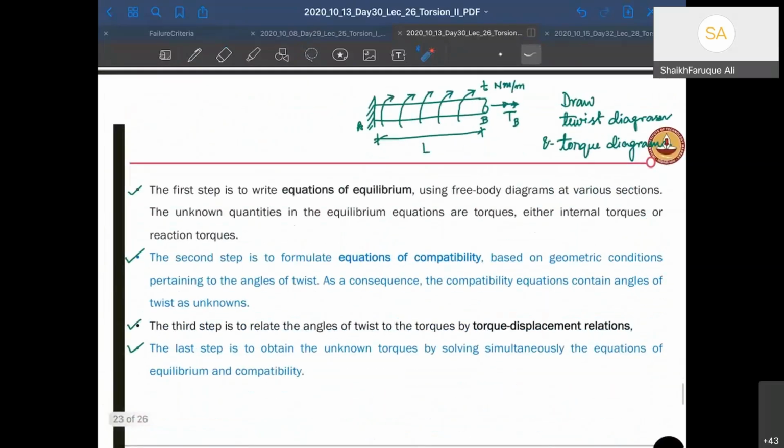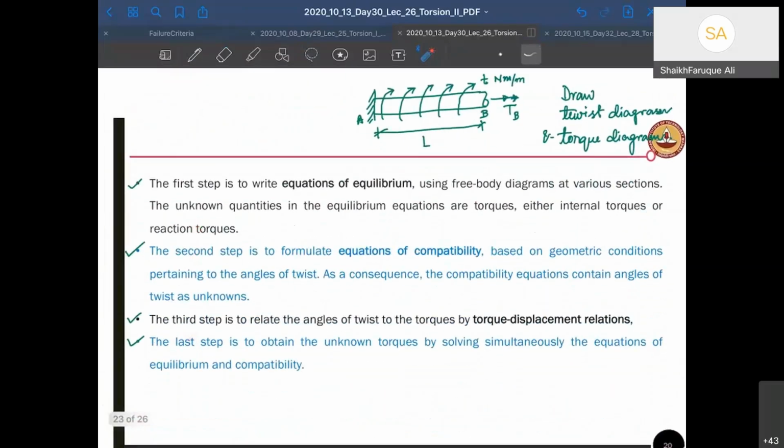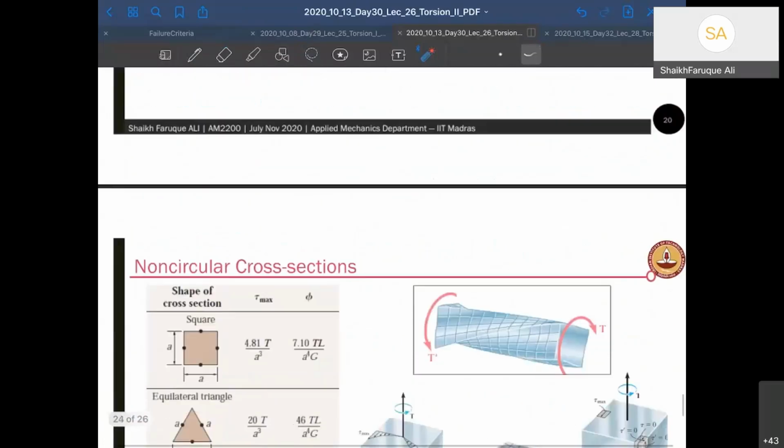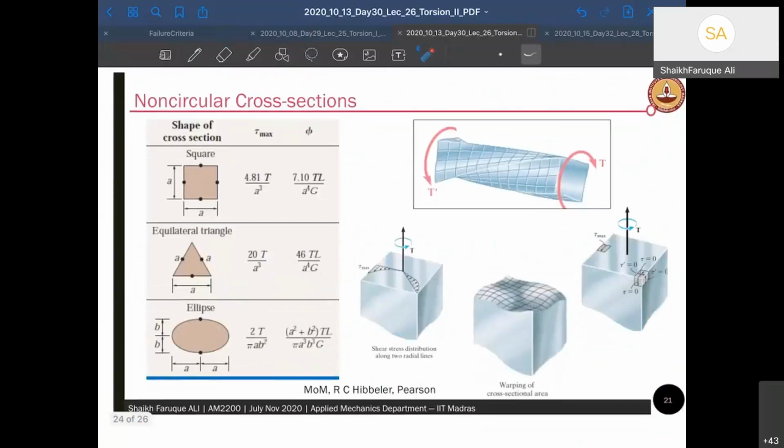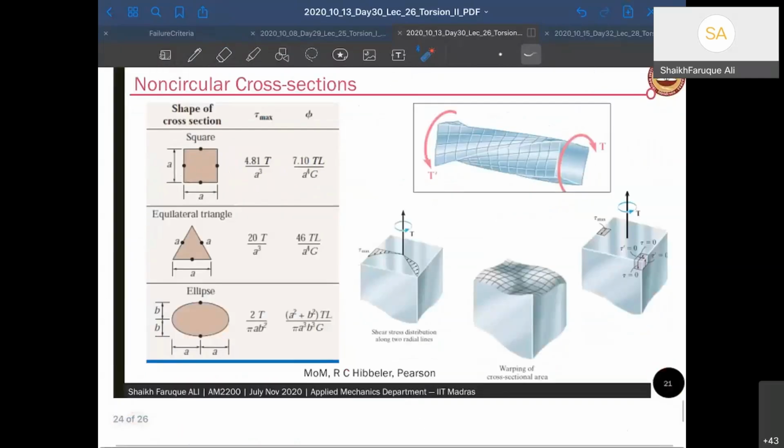Here are a few steps that tell how to solve this kind of problem. So please go through them. This one I told in the last class, that you have to remember these formulas. There is no other way here. You have to remember those formulas for a square section, for an equilateral triangle, and for an ellipse. And if there is a problem given on this part, you have to solve it.